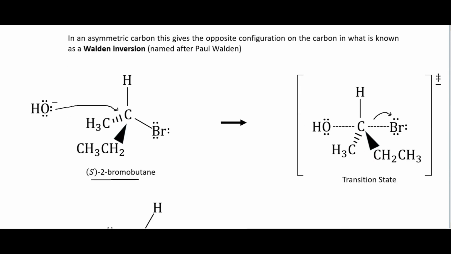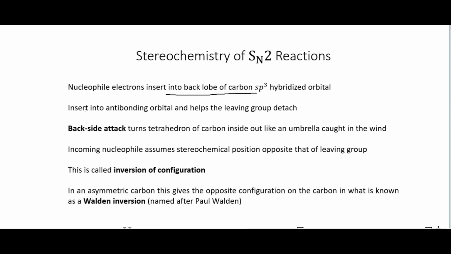If we look at the hybridized orbital for this bond to the bromine, we have that lobe right there. Remember, with the sp3, we have a small lobe on the opposite end. So our hybridized orbitals have that small back lobe, which is what the electrons from our nucleophile are going to bond into. So they are inserted into that anti-bonding orbital that helps the leaving group detach.